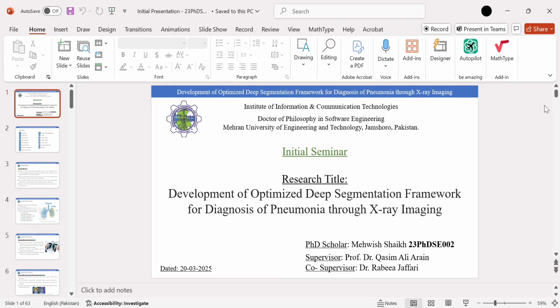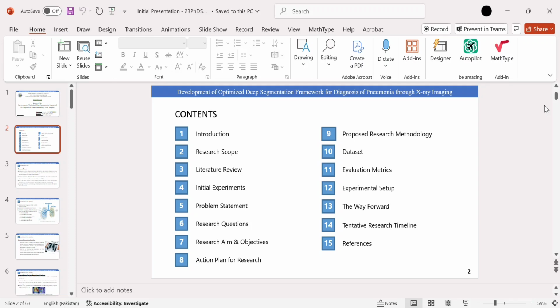This is my initial seminar presentation of PhD research entitled Development of Optimized Deep Segmentation Framework for Diagnosis of Pneumonia through X-ray Imaging. These are the contents for my presentation.